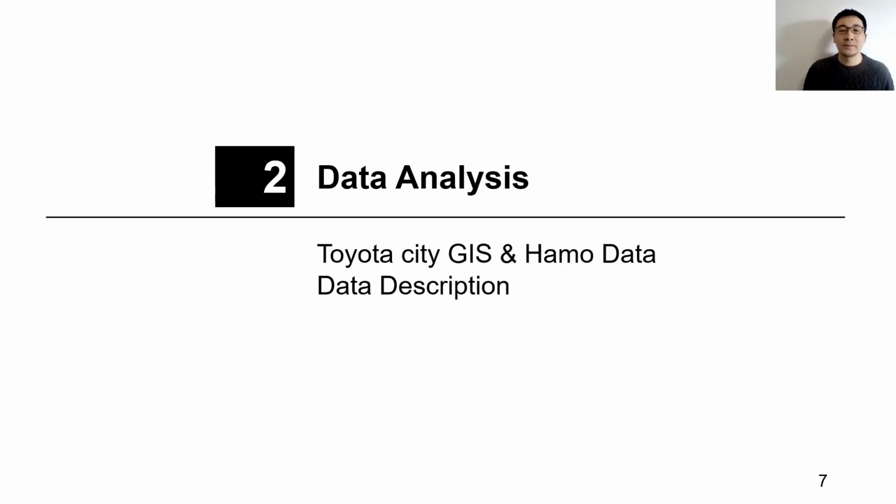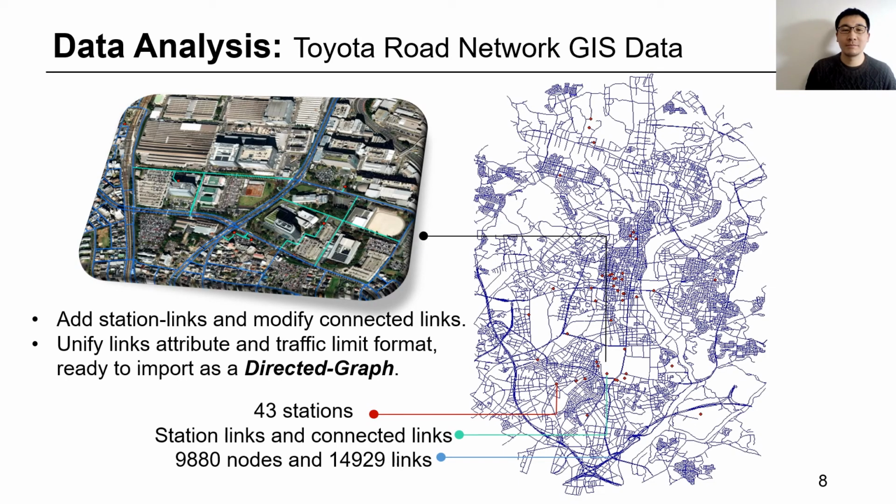In the common data analysis part, I'm introducing how I dealt with the Toyota City GIS files and the Hamo operation data, and there's also a data description under that. The whole very big road network was cut into a proper scope, like shown in the picture, and according to Google Maps, according to the exact Hamo station coordinates, I added links linking these stations and the existing links. And then I unified all the attributes and formats of all these links to finally obtain a directed graph to be imported into Python for further use.